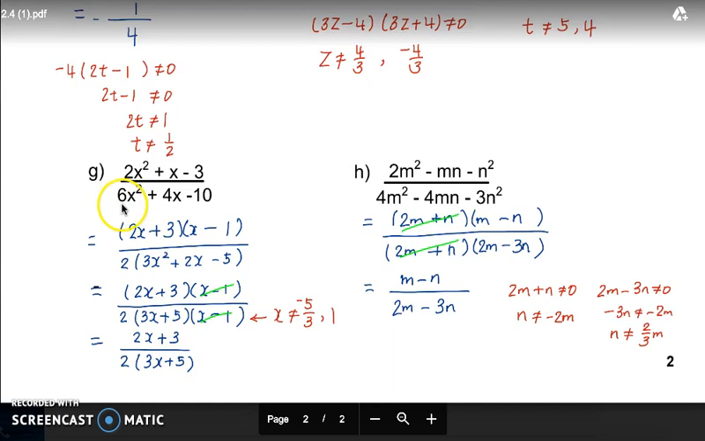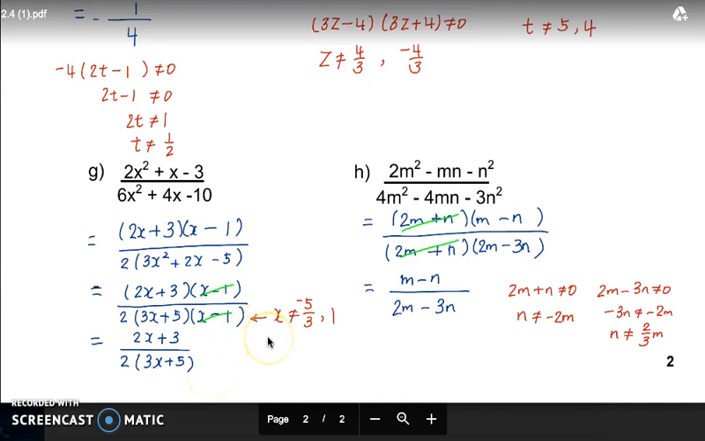And then you common factor this trinomial in the denominator, factor it further. You will see x minus 1 and x minus 1 can be reduced. And so the reduced or simplified rational function is 2x plus 3 over 2 times 3x plus 5.